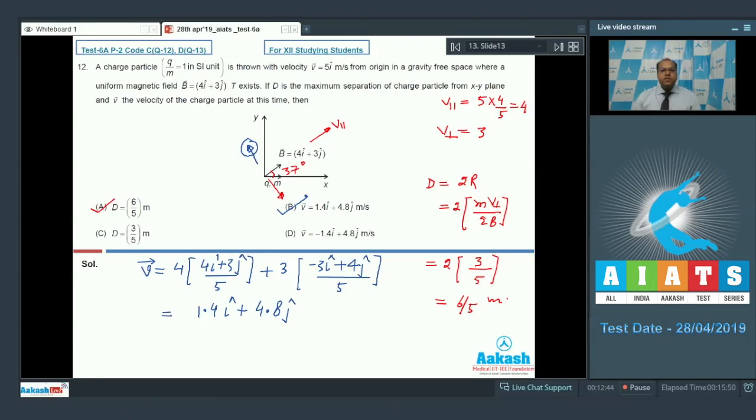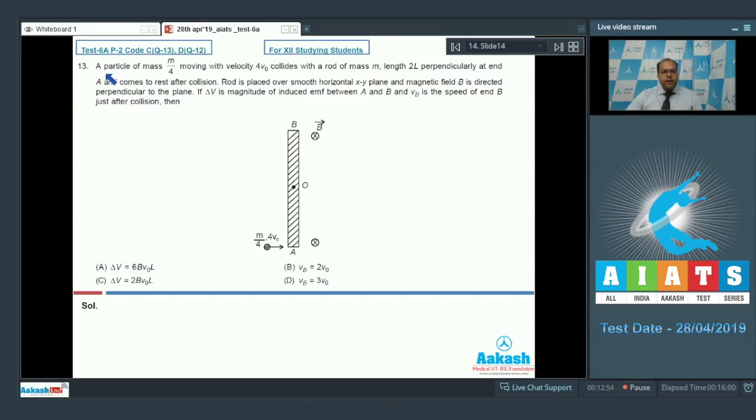Let's move to question number 13. In question number 13, a particle of mass m by 4 moving with velocity 4v0 collides with a rod of mass m and length 2l perpendicularly at end A and comes to rest after collision. The rod is placed over a smooth horizontal xy plane and a magnetic field B is directed perpendicular to the plane. If delta V is the magnitude of induced EMF between A and B and Vb is the speed of end B just after collision, then we have to find the value of Vb and delta V.